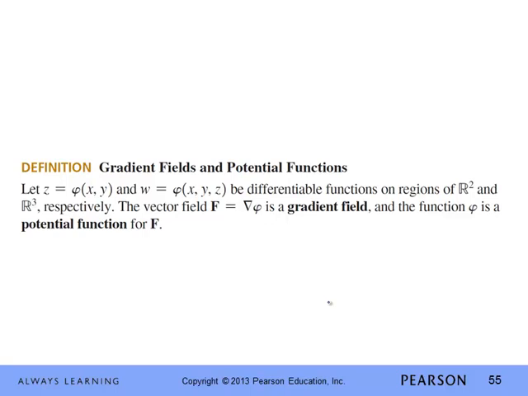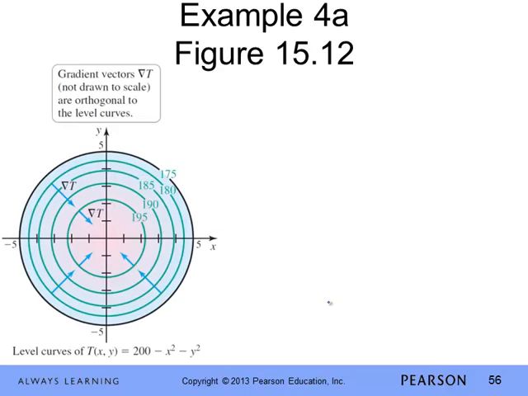Now, one of the challenges that we're going to have later on in the chapter is whether or not we are dealing with a vector field that happens to be a gradient field. And we'll be able to talk about a test to determine whether you have a gradient field or not. But if I just, boom, give you this vector field, would you be able to tell me whether it's a gradient field? We'll see. But not today, though. Let's take a look at example 4a.